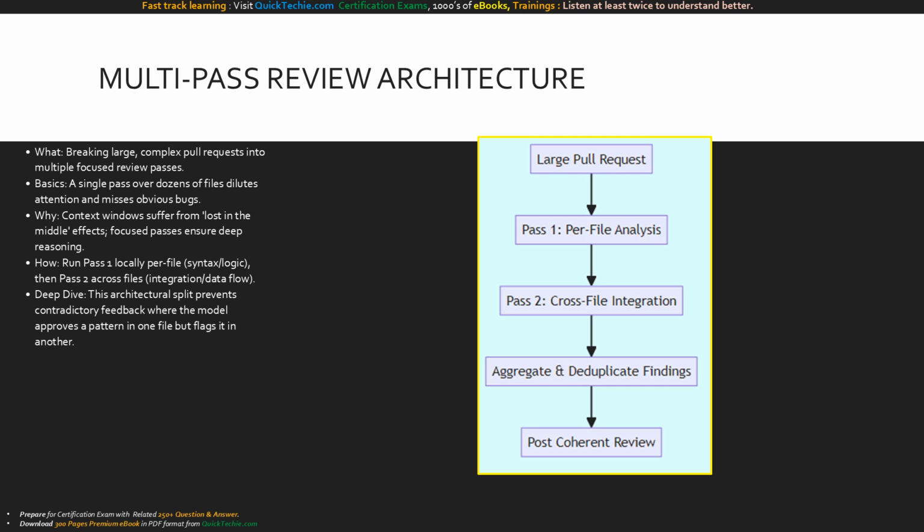A large pull request isn't dumped into Claude at once. It first goes through a per-file analysis loop, catching isolated bugs. Those findings feed into a cross-file integration pass to check systemic impact. The results are aggregated, producing a highly coherent final review.